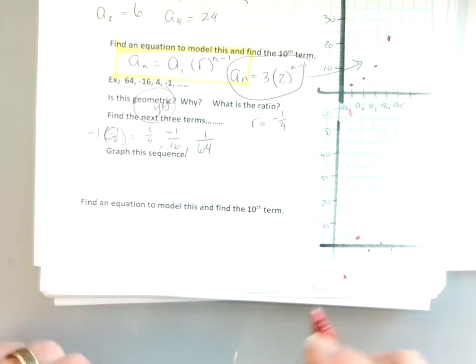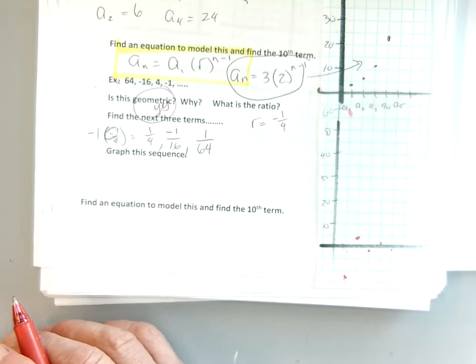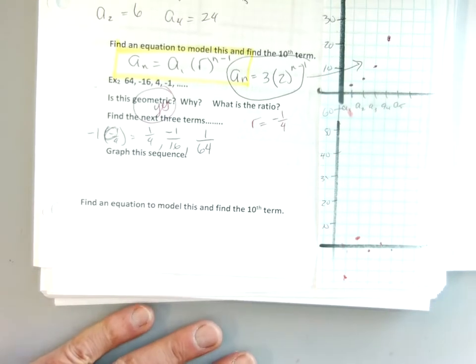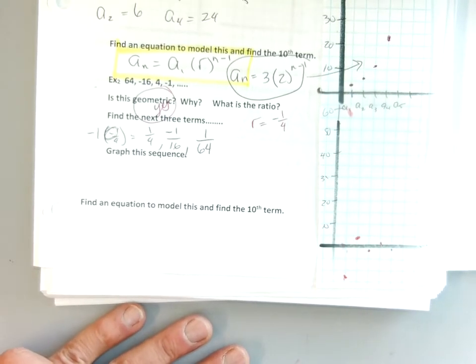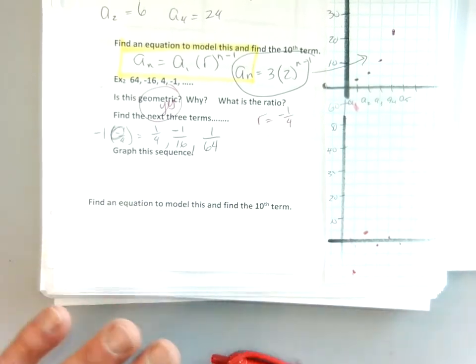What's it getting closer and closer to? The x-axis. Which would be a y value of 0. Good. And you can see it's getting closer and closer to 0. You guys agree? Okay, the equation, right?